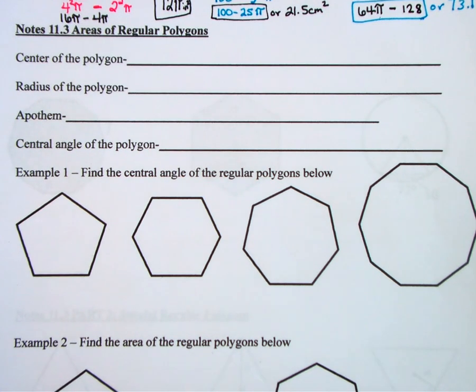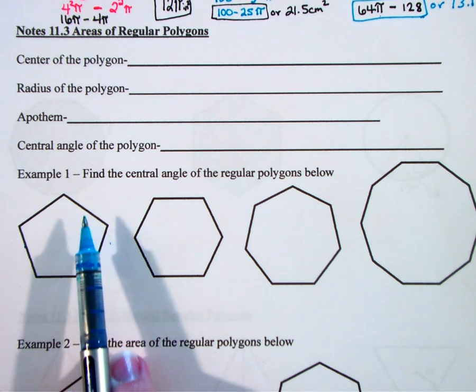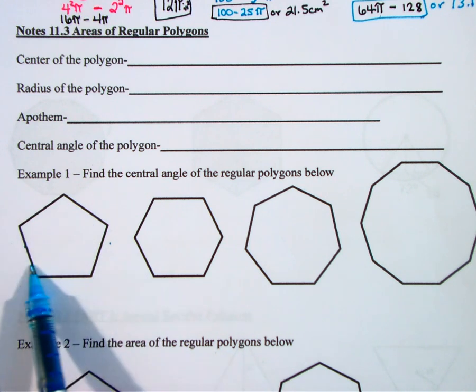So 11.3 shifts a little bit in what we're doing. We're kind of going away from circles and going into regular polygons. A regular polygon is a polygon in which all of the sides and all of the angles are the same. So everything that we do today, all of the sides of the polygon will be the same length, and all of the angles at each vertex will be the same as well.